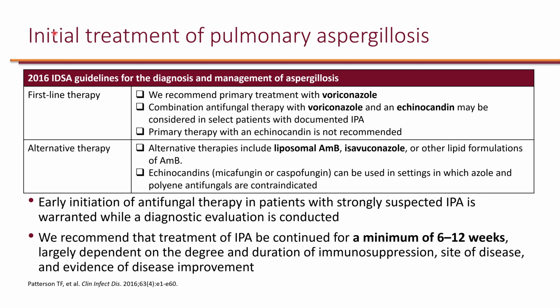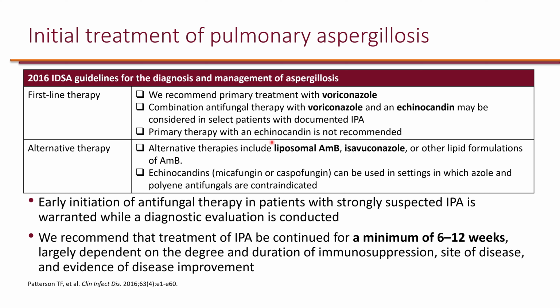So what should we do? Initial therapy is, literally they just had pulmonary aspergillosis, so we're just starting treatment for the first time. So the primary recommendation is voriconazole is the drug of choice. So the standard of care for pulmonary aspergillosis is voriconazole. So not any azole, voriconazole. And combination antifungal therapy, so voriconazole plus one of the echinocandins, may be considered in select patients with documented invasive pulmonary aspergillosis. Now, primary therapy with echinocandin monotherapy is not recommended.